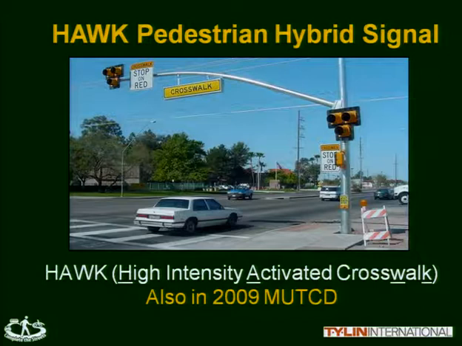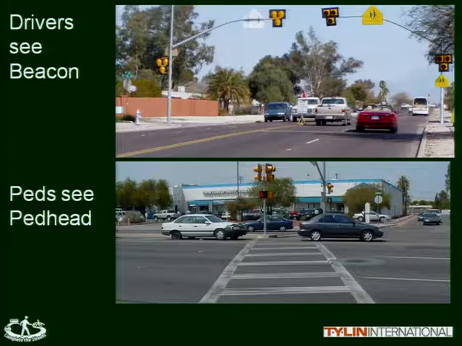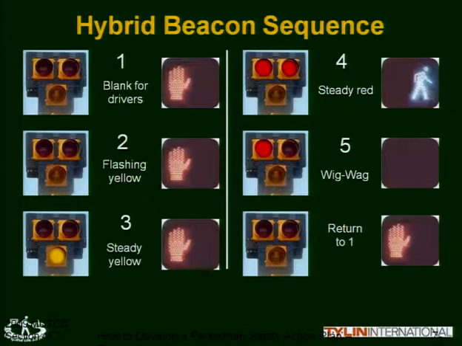The HAWK is now in the MUTCD. It's blank. Normally, the driver sees the beacon dark. The pedestrian sees the don't walk ped head. They press the button, and then it goes to a flashing yellow and then to a steady yellow and then to a steady red for the duration of the walk signal, which may be 7 seconds or something like that. And then it goes to the flashing don't walk, which hopefully is now a countdown.